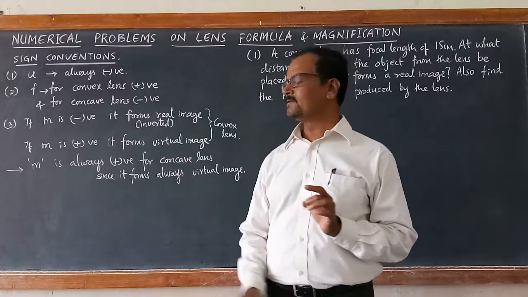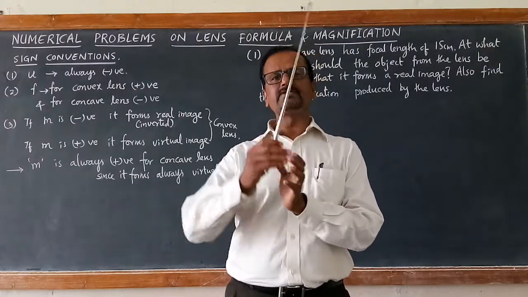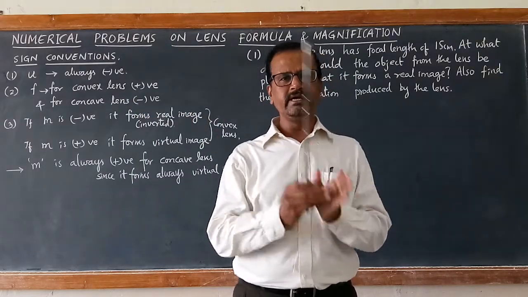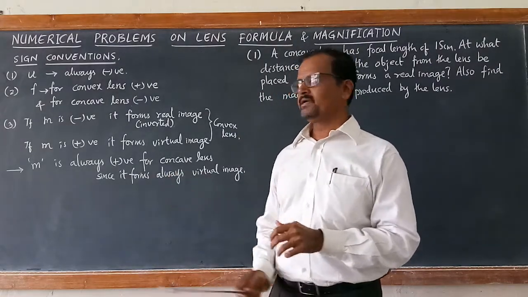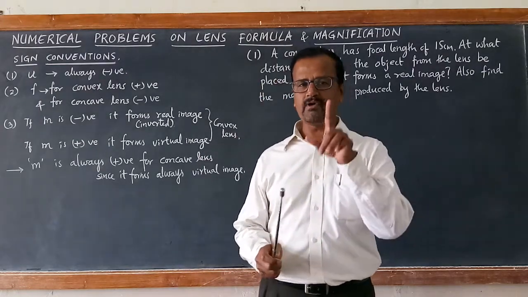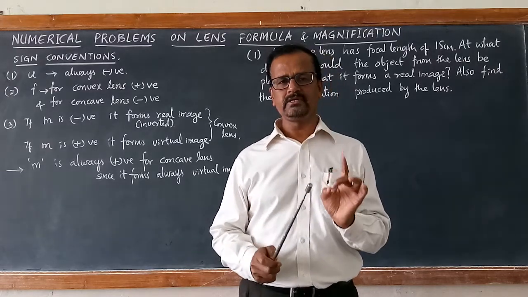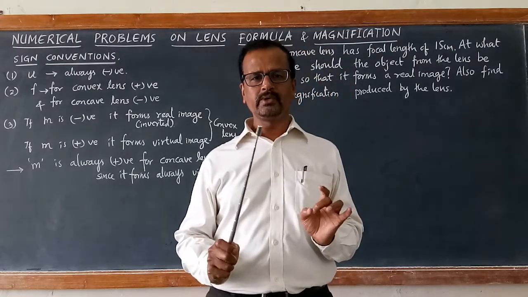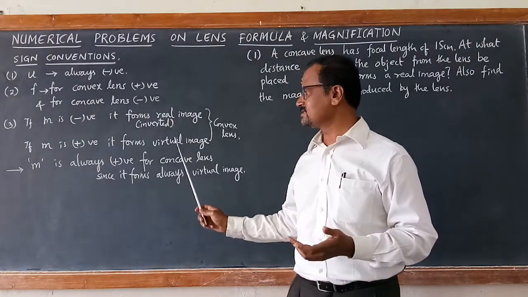So it is negative. And if V is positive, it means the image is formed on the other side of the lens. If V becomes negative, the image is formed on the same side of the lens. That is the meaning. If magnification M becomes negative, it means it forms an inverted image and a real image. So for a real image, magnification is negative.